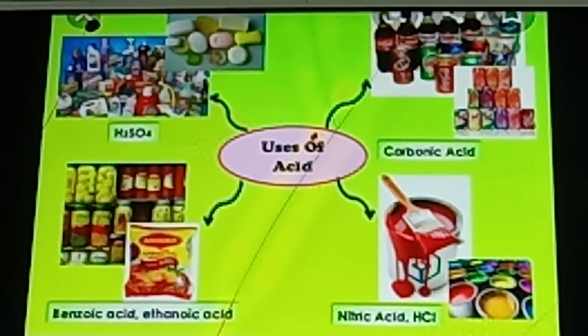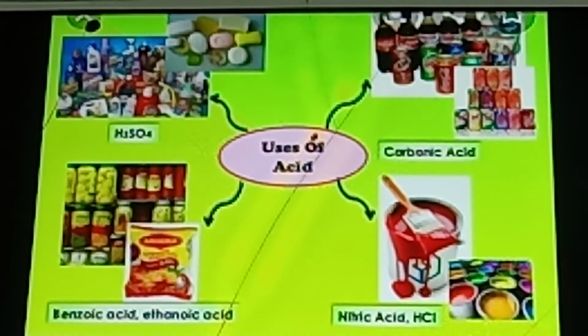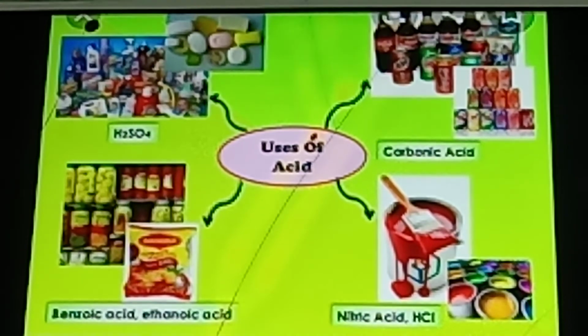Cells of all living organisms contain the fundamental nuclear material, that is nucleic acid. Animals have deoxyribonucleic acid, that is DNA, whereas plants contain RNA. RNA means ribonucleic acid.